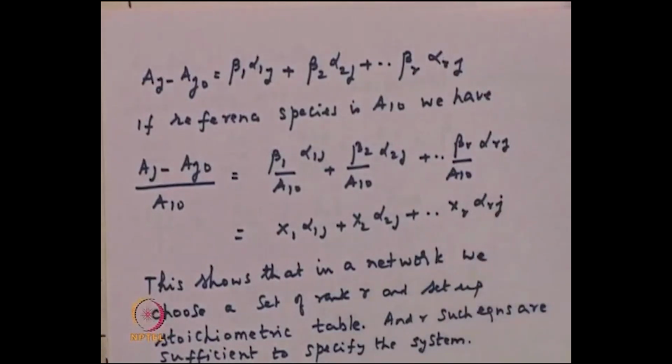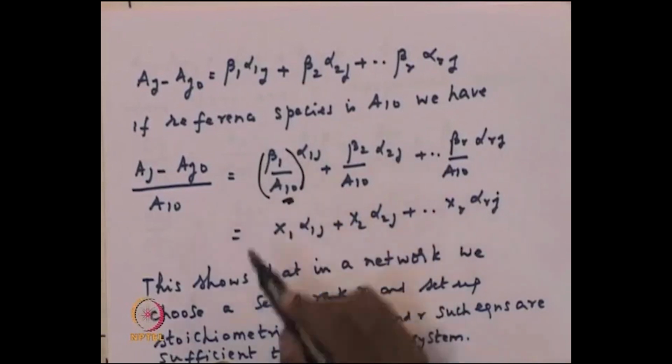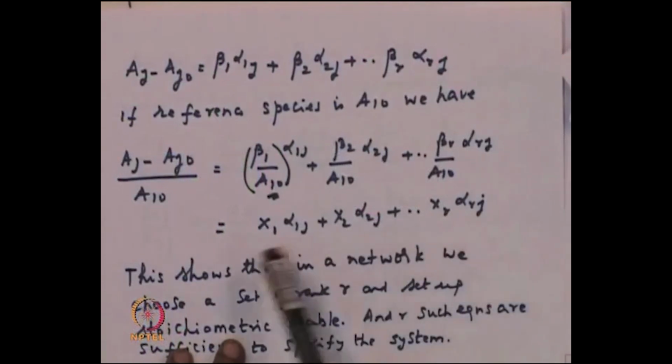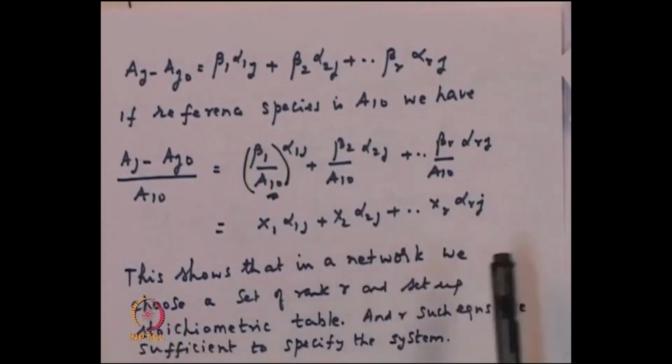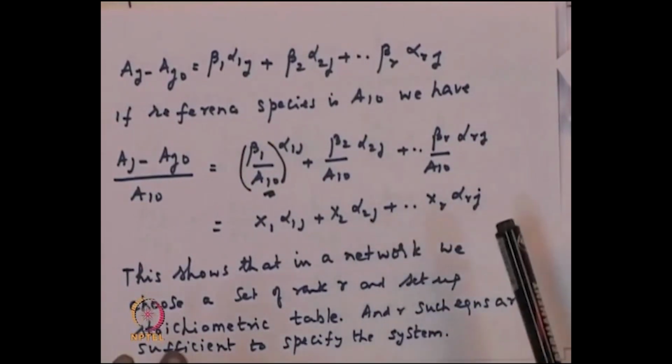So, now this term beta 1 by A 1 0 refers to change with respect to a reference species. There is an advantage in keeping a reference species, because with respect to that reference our numbers can frequently be made to go to 1, if you choose the reference appropriately, otherwise it will not go to 1. Okay. Therefore, by looking at a reference component, we are able to write A j minus A j 0 in this form: x 1 alpha 1 j, x 2 alpha 2 j up to x r alpha r j. So, what is it that we have done?